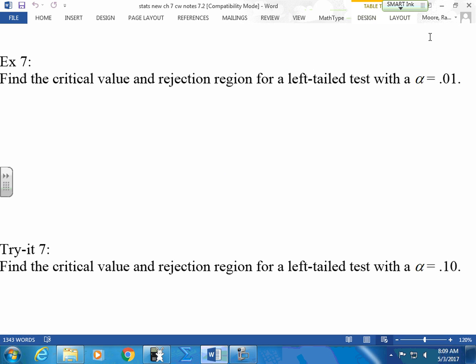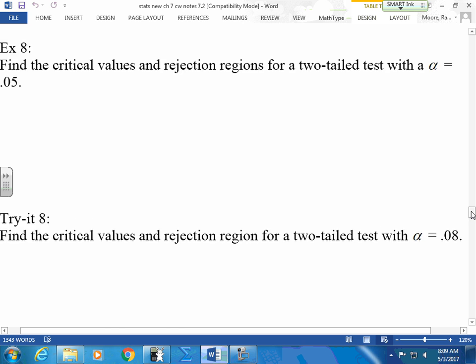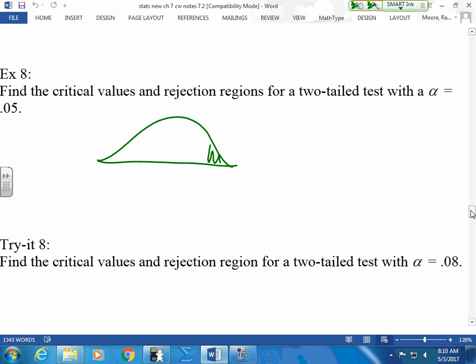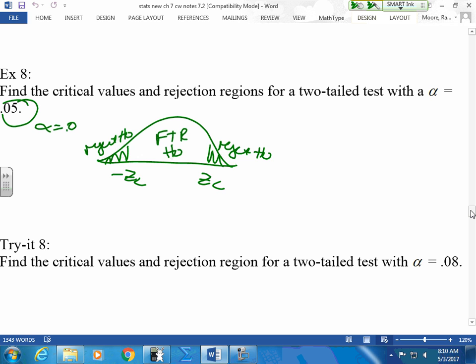I don't need to try that one. The left one's easy. It's the right one and the other one. So let's do a two-tailed test of .05. I have two tails. They're both reject H0. This is a fail to reject H0. Means I get two critical values. One is negative, one is positive. And they're going to share .05.